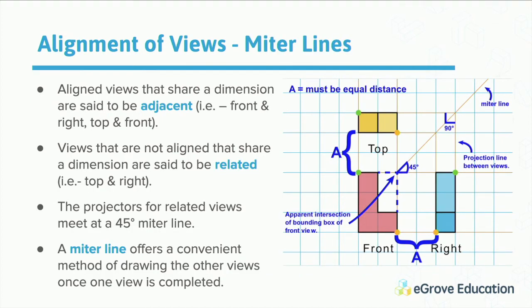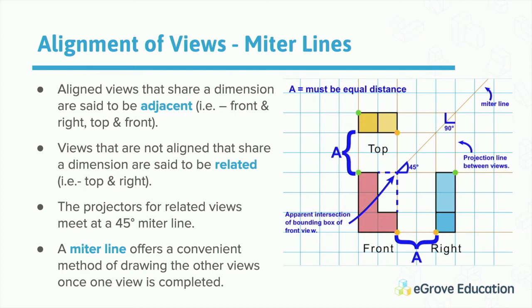So again, the aligned views share a dimension. We said that the top and front views share one dimension and the front and right share another. If we do not align them, then some of the ones that aren't aligned, like the top and the right side views, are related by the miter line. So it's a convenient method for drawing other views. Once you complete one view, you can help draw the other views by relating the dimensions together.